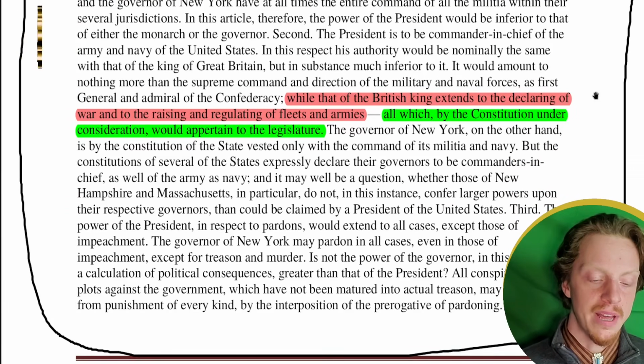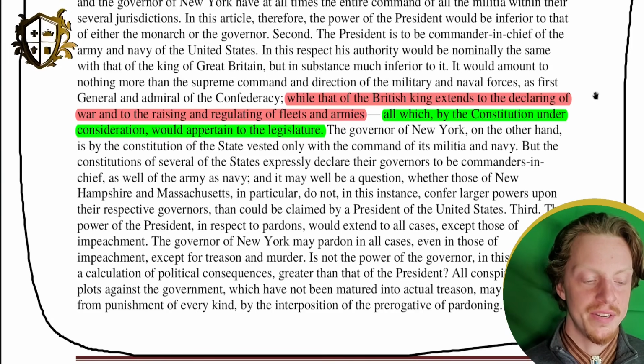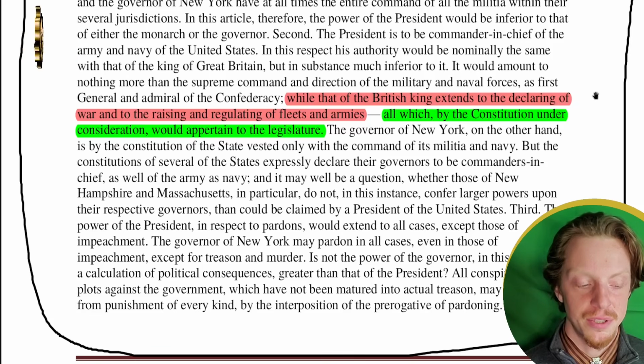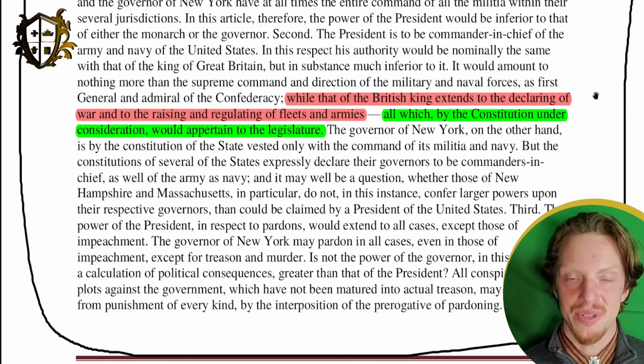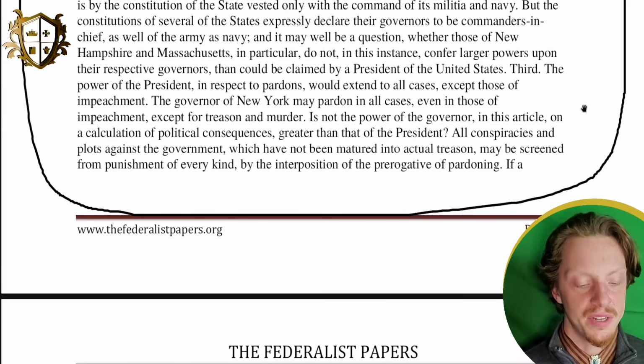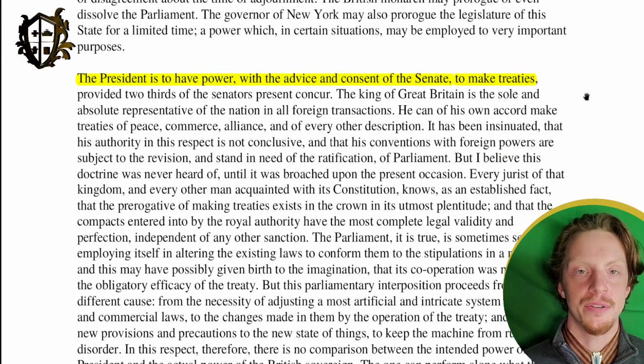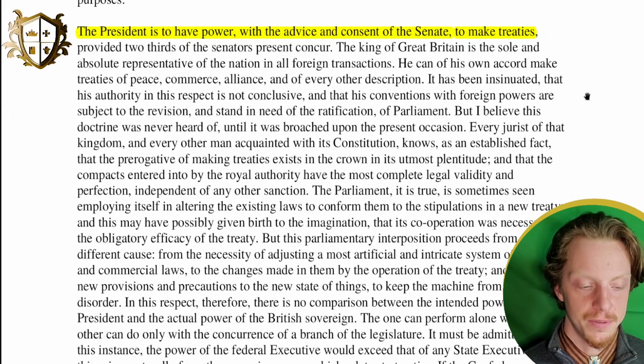Further, he says, while that of the British king extends to the declaring of war and to the raising and regulating of fleets and armies, all which, by the Constitution under consideration, would appertain to the legislature. Again, the president may possess the sword, but he doesn't get to unsheath it even a millimeter without first getting permission from the U.S. Congress.